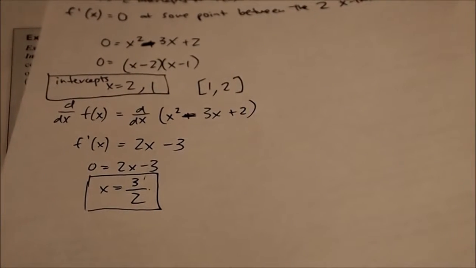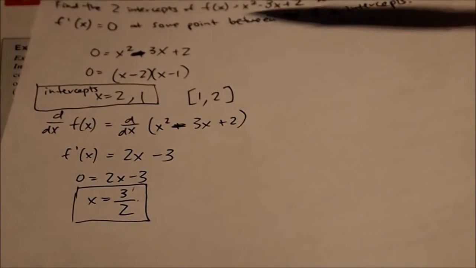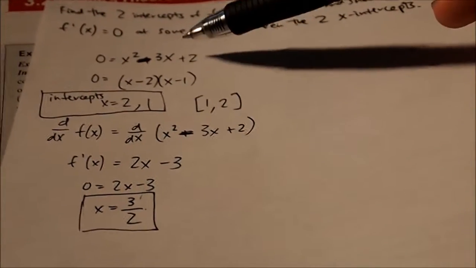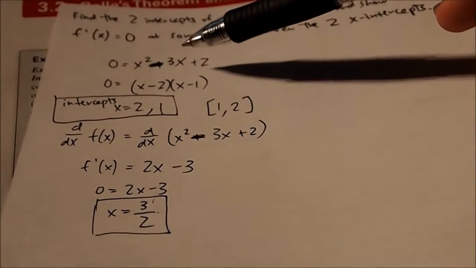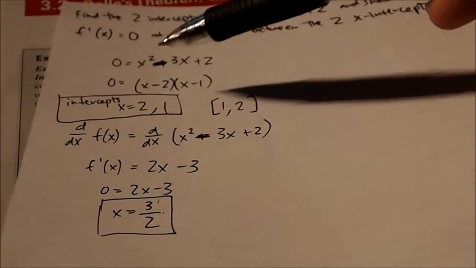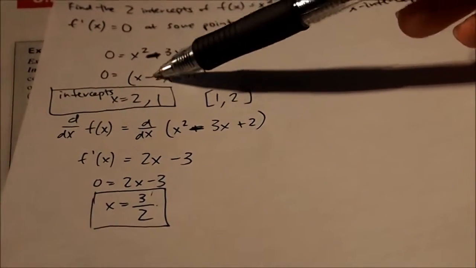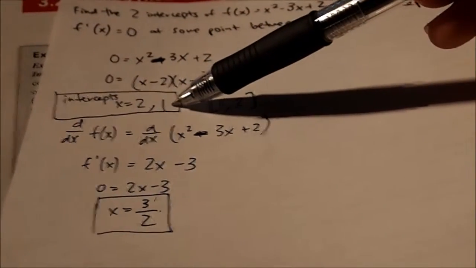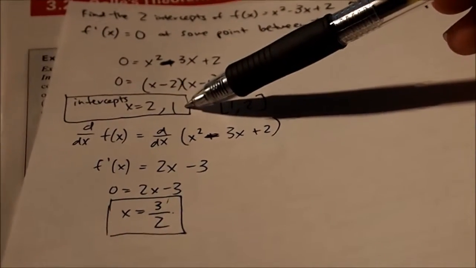So first step is you have to find the intercepts, and the intercepts are when y is equal to 0. So you set this equation equal to 0. So you get 0 is equal to x squared minus 3x plus 2. And then you can factor, so 0 is equal to x minus 2 times x minus 1. So the intercepts are x equals 2 and x equals 1.